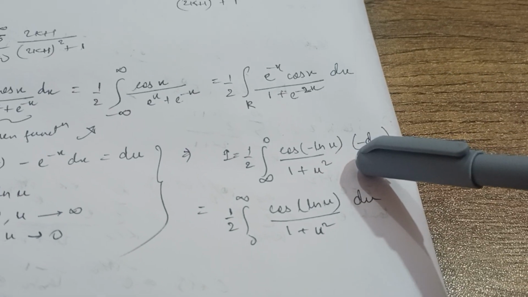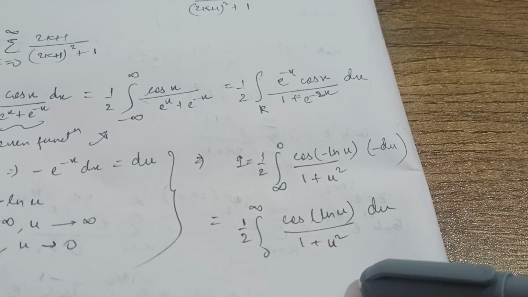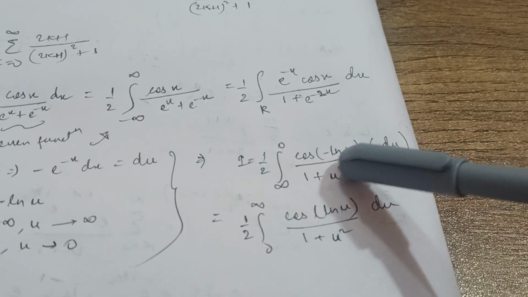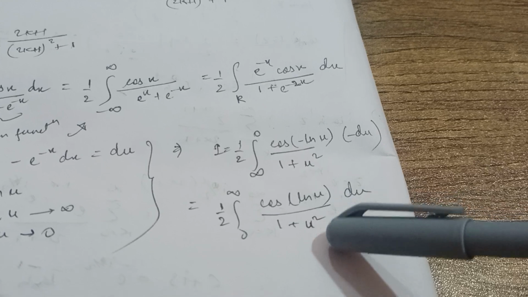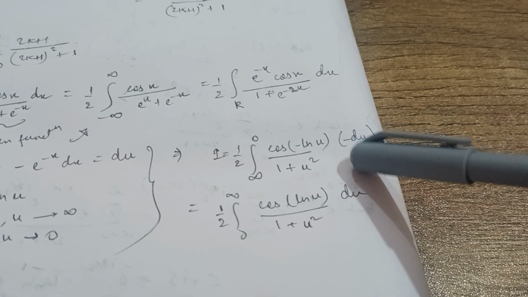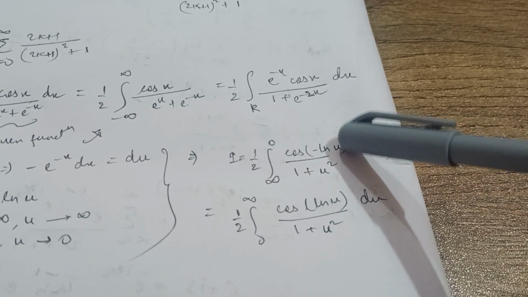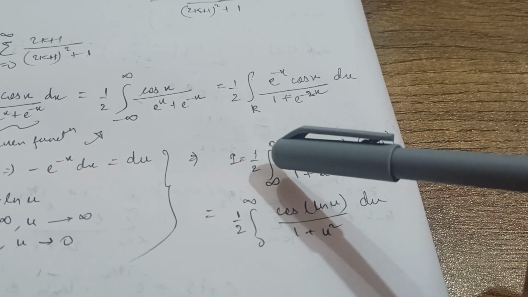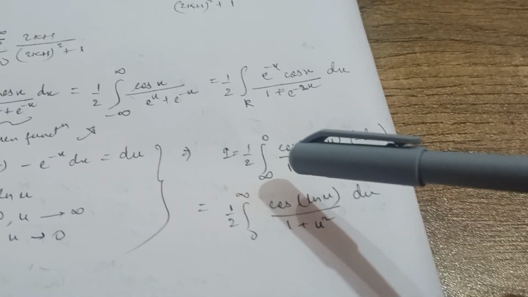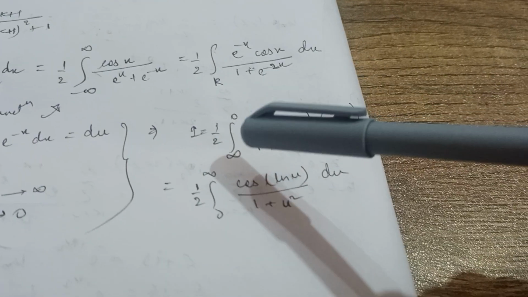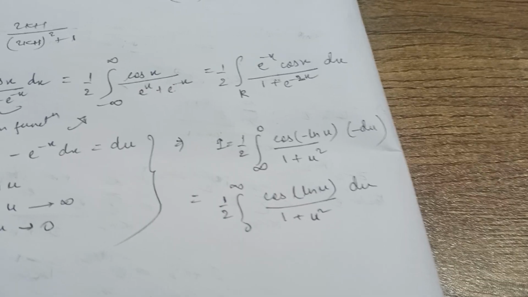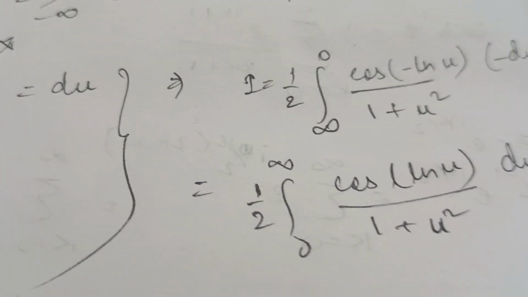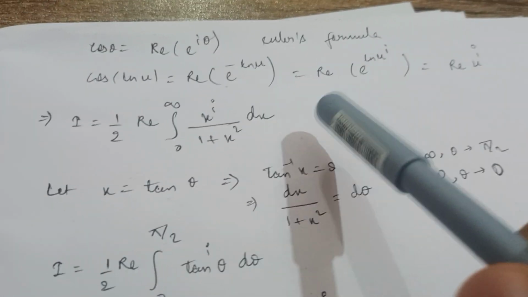Fine. Now again, cos of ln u, of course cos of minus x is cos x, so cos of minus ln u will be cos ln u, over 1 plus u square. And this minus sign I will use to interchange these limits, so I will take it as 0 to infinity. That is what I was explaining earlier: the integral from infinity to 0 is equal to minus the integral from 0 to infinity. That is another definite integration rule that we use.